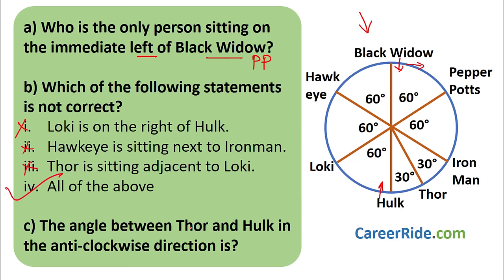Next, the angle between Thor and Hulk in the anti-clockwise direction. This is Thor, this is Hulk, this is clockwise. Anti-clockwise is this. Okay, so the angle is 30 plus 60 is 90, plus 60 is 150, plus 60 is 210, 270 and 330. Answer is 330 degrees. There is another way to calculate the angle. Clockwise, the angle between Thor and Hulk is 30 degrees. Total angle is 360 degrees. We want the opposite, anti-clockwise. So 360 minus 30 is 330 degrees.